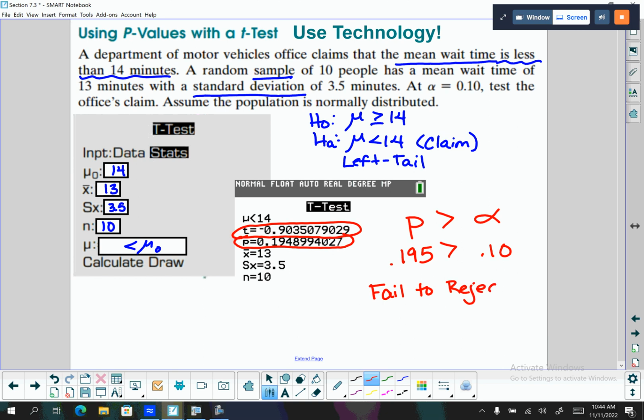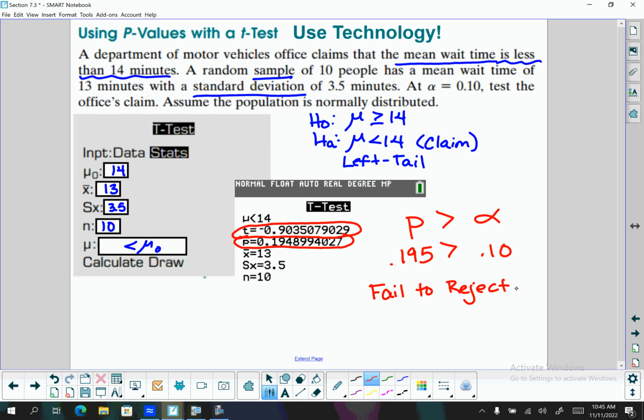And then you can summarize that too if you want to. You could say there is not enough evidence to support the claim. So is not, because we did not reject, and support, because my alternative hypothesis was the claim. If it said in context of the problem, I would just be a little more lengthy with that explanation. I would say there is not enough evidence to support the claim that the Department of Motor Vehicles office has a mean wait time of less than 14 minutes. Okay. Any questions?